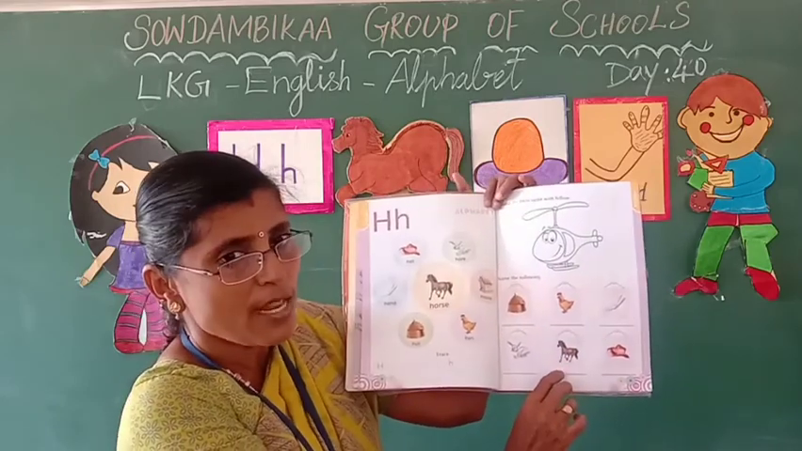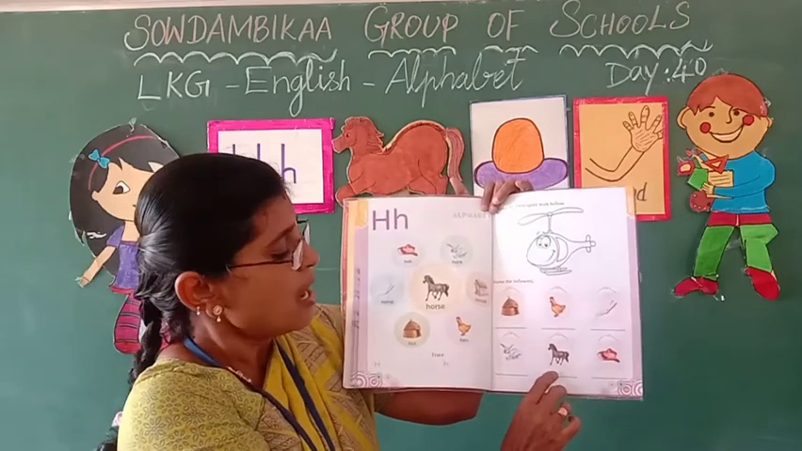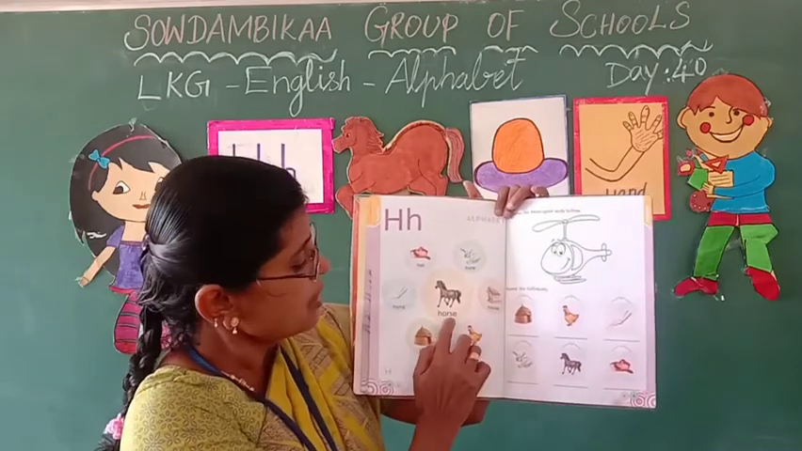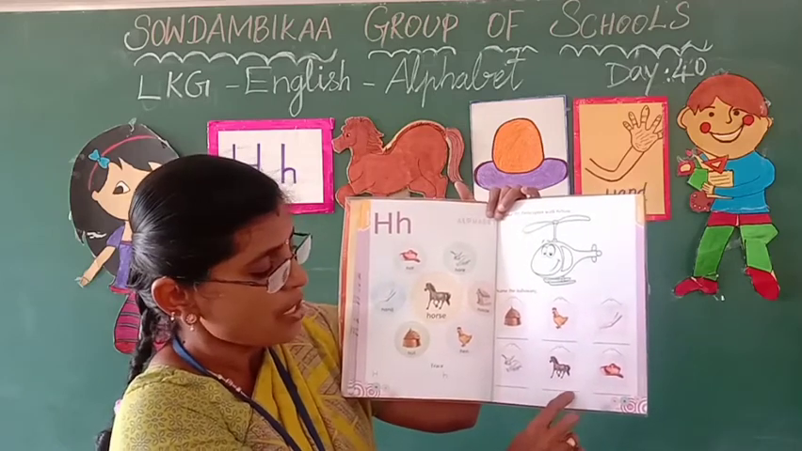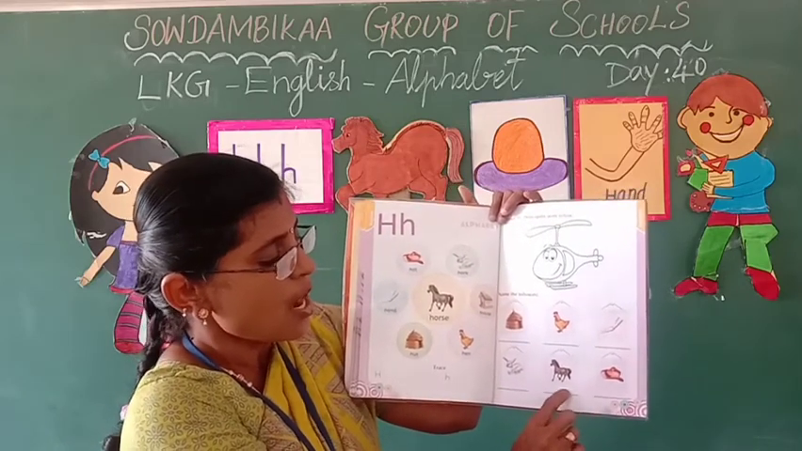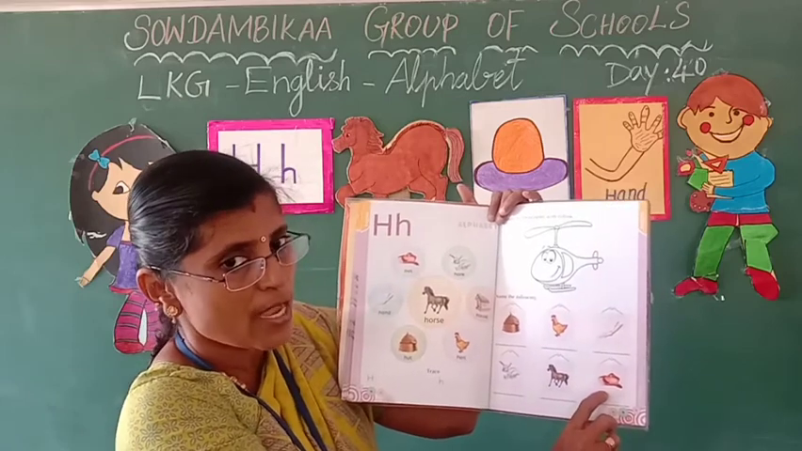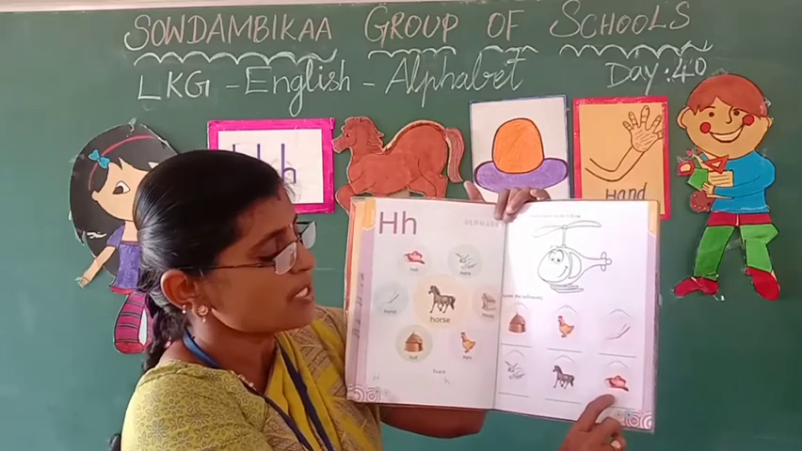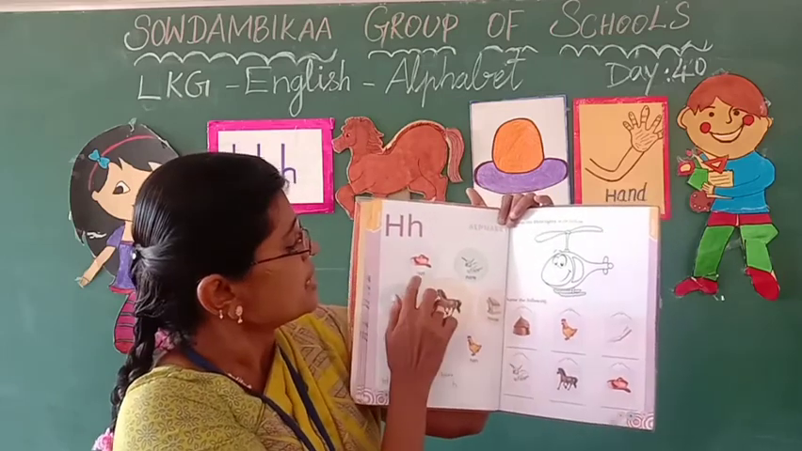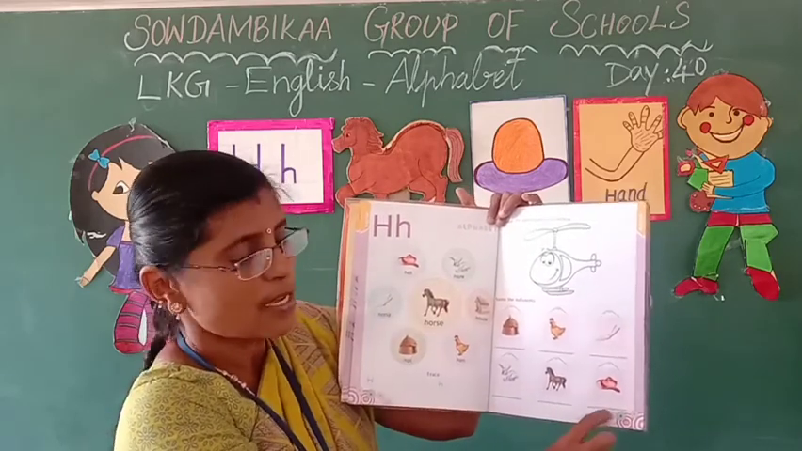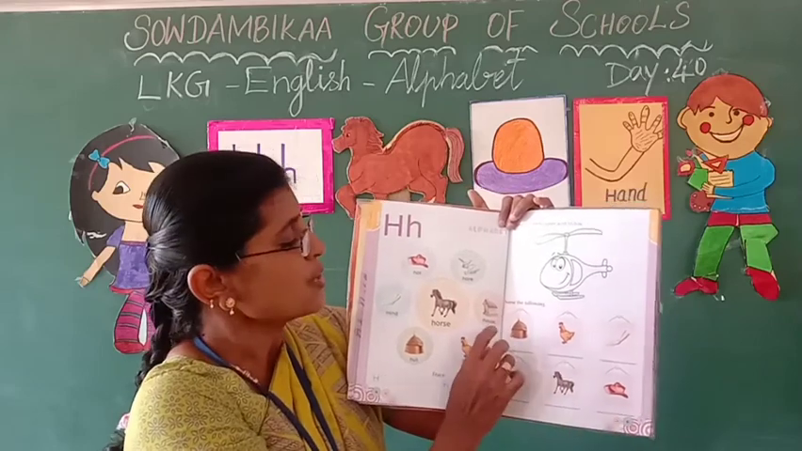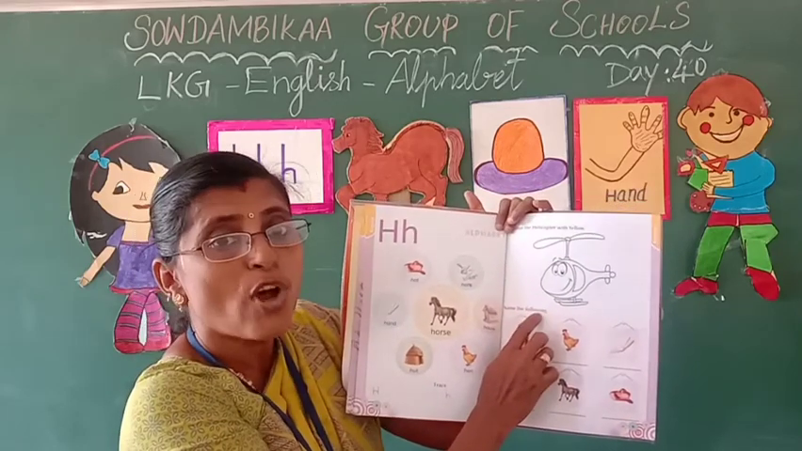What is this picture? Horse. H-O-R-S-E. Horse. What is this picture? Hat. H-A-T. Hat.